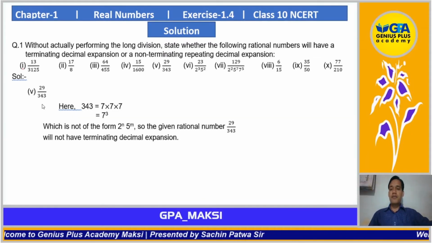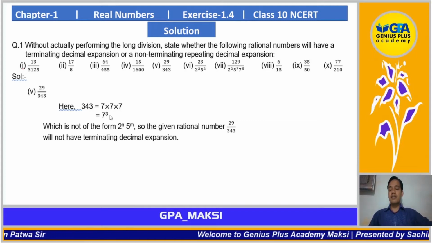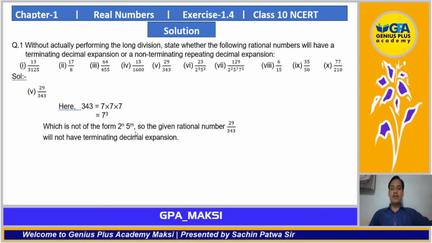Our question number 5 is 29 by 343. So the prime factorization of 343 is 7 into 7 into 7, that means 7 raised to 3, and 7 raised to 3 we cannot represent in the form 2 raised to n, 5 raised to m. So it is not of the form 2 raised to n, 5 raised to m. So the given rational number 29 by 343 will not have terminating decimal expansion.